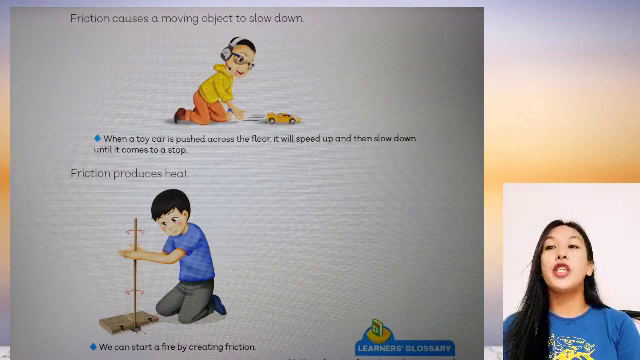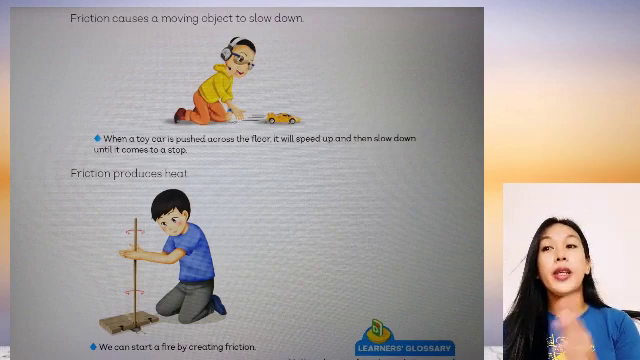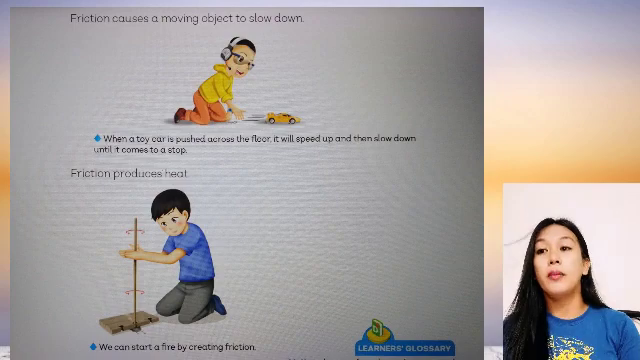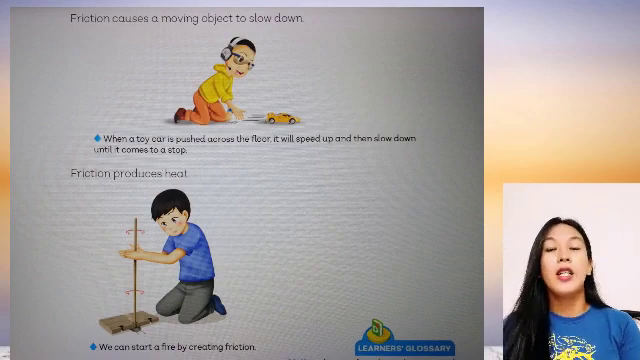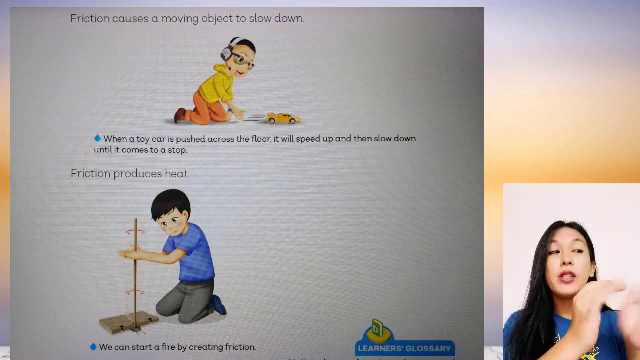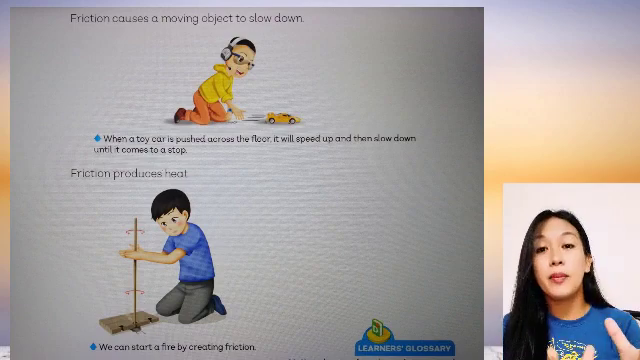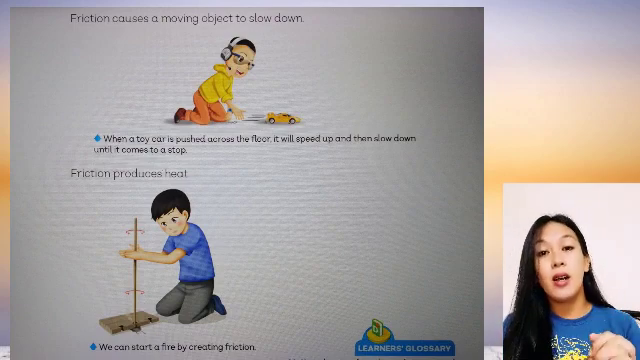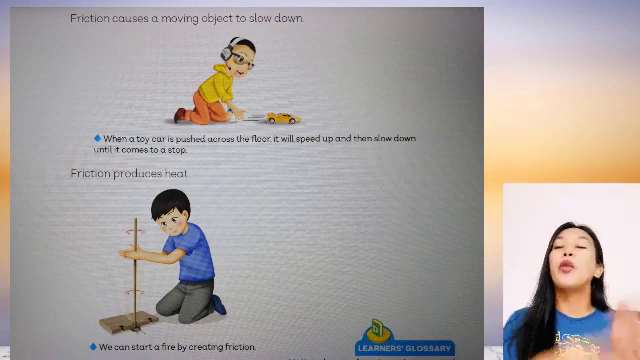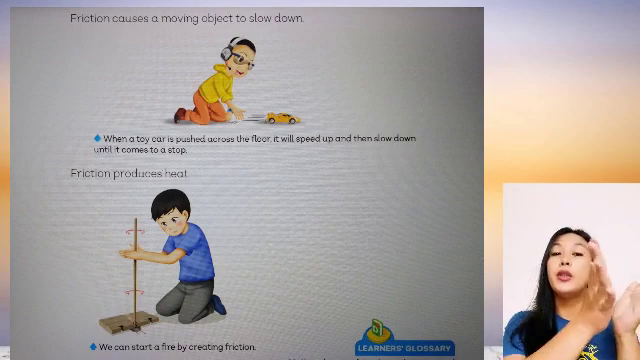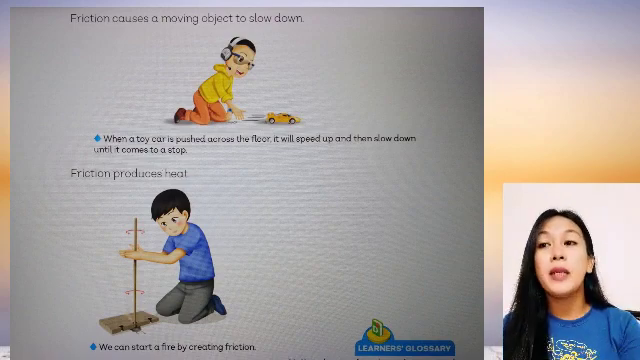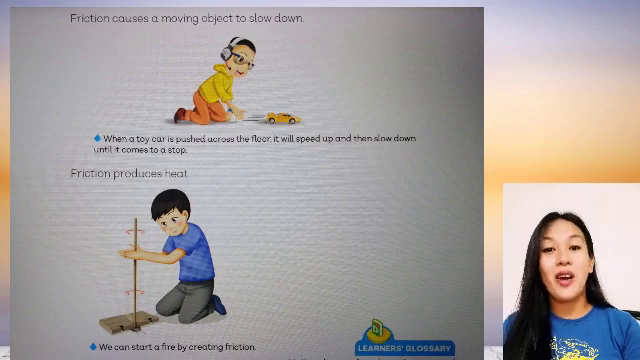Now, next is friction produces heat. We can see in the picture we have two surfaces, the stick and another wooden plank. When the surfaces are rubbing together, it actually produces heat because of the friction between the two surfaces. So when you rub your palms together and put them on your cheek, it feels warm. It produces heat because of friction.